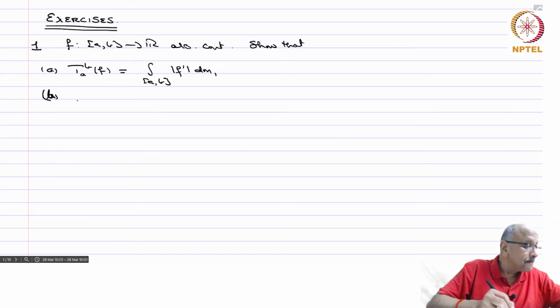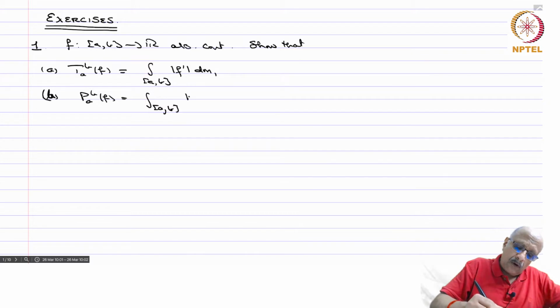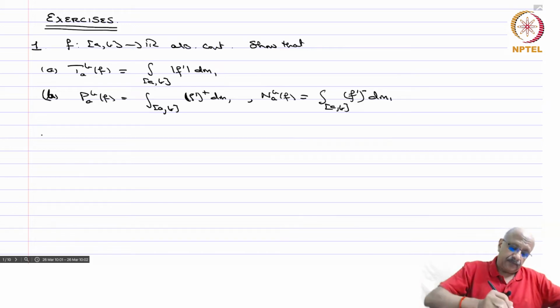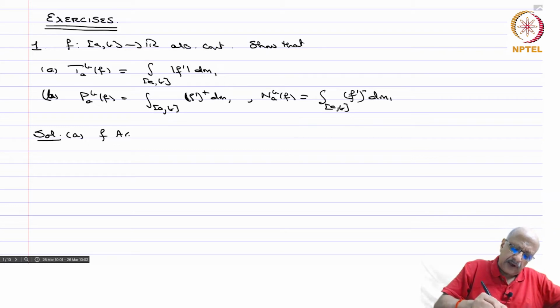B, P_a^b(f) equals the integral over [a,b] of f'^+ dm1, and N_a^b(f) equals the integral over [a,b] of f'^- dm1. So solution: A, f absolutely continuous implies f is BV.